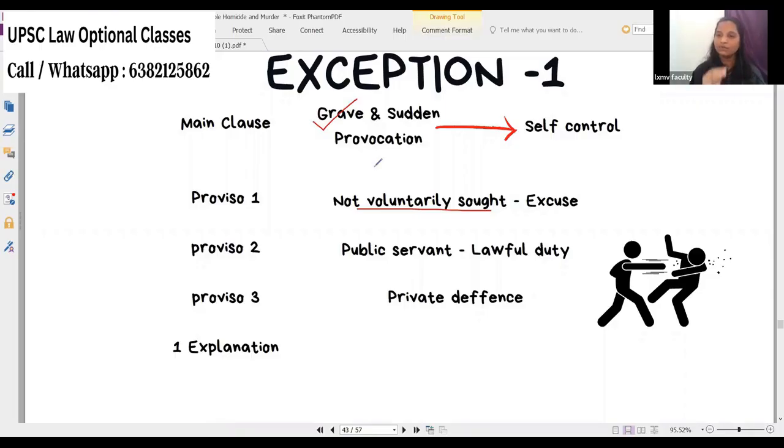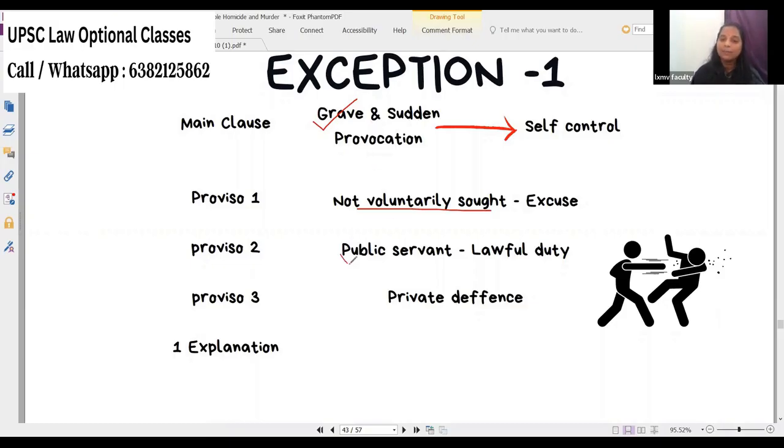You very well know that if you go to this person's house, he's going to fight with you. He's going to provoke you and do something bad to you. So you go to his house and you talk rubbish at him. Already he's going to shout at you, and you are talking rubbish at him, voluntarily seeking this grave and sudden provocation, and immediately you use this as an excuse and kill him. Now you will not get the benefit of this exception. One thing.